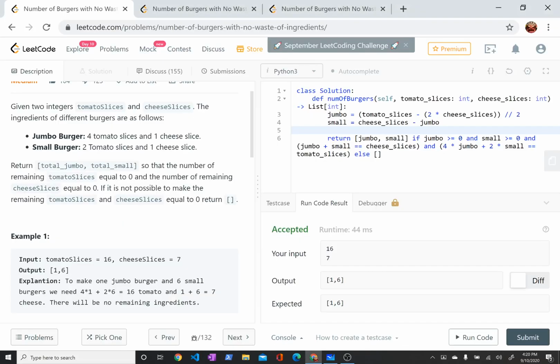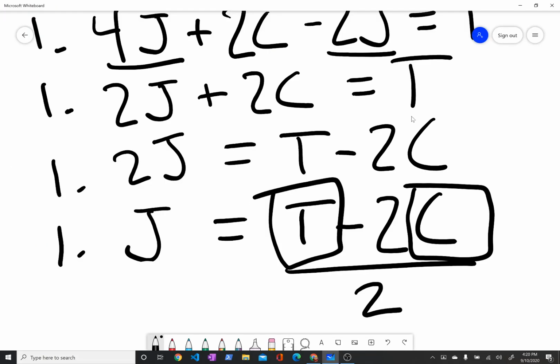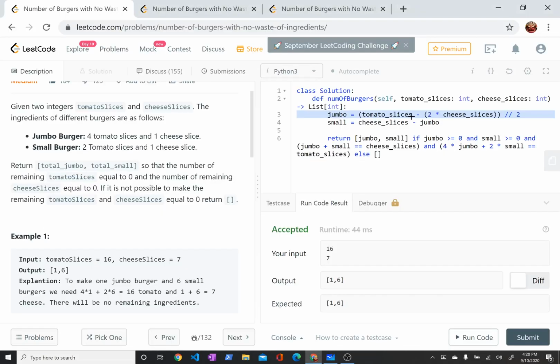And if you look over here in line 3, that's exactly what I've done. I've just said jumbo, j, is equal to the number of tomato slices less 2 times cheese slices, all that over 2. And I'm using the integer division here. I'll talk about this in a second. It's essentially just a way to turn it into an int. It would be similar to, say, int of all this, except doing the integer division is slightly faster because integer division is a simpler operation than the floating point division. And it saves us the cast. So integer division is slightly faster.